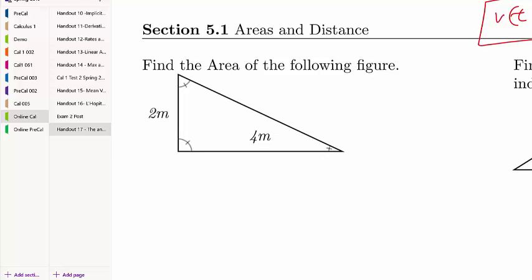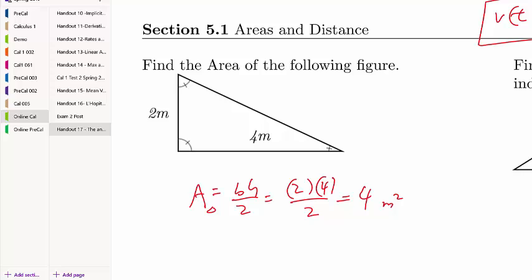So we want to find the area of the following figure. Well, we know this is the area of a triangle, and the equation for the area of a triangle is simply base times height divided by 2. So to find the area, it's simply 2 times 4 divided by 2, so the area is 4 square meters, to be precise.